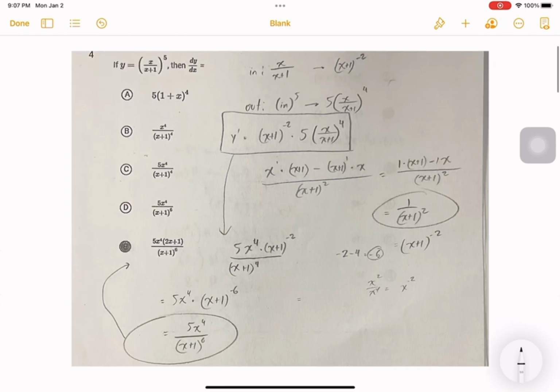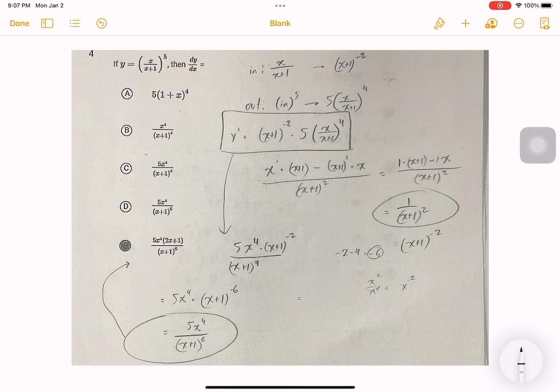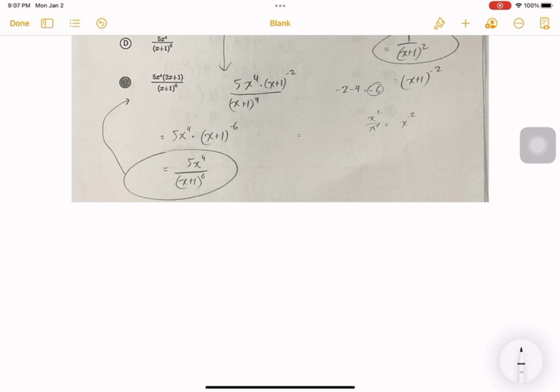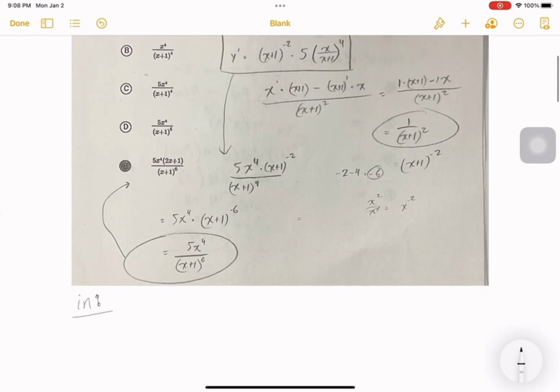So to solve this, it's asking us to find the derivative of y equals x over x plus 1 to the 5th power. So we can use the chain rule for this. It's a composite function, and the inner function is x over x plus 1, and the derivative of that, if we use quotient rule, we get x plus 1 to the negative 2 power. And you can see how I got it right here.